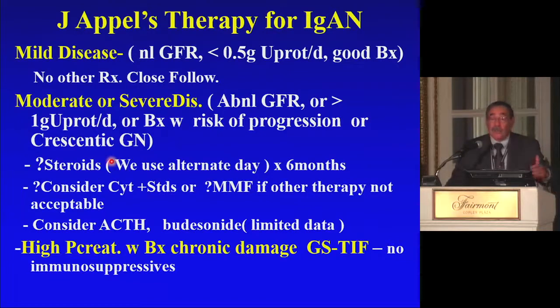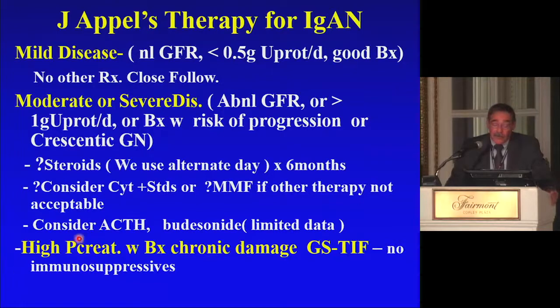I usually recommend for those patients steroids for 6 months at a tapering dose, and again, we use an every other day regimen. You could consider cyclophosphamide and steroids, though again, the STOP-IgA trial did not bear out the results of VALOR-D. You could use MMF, again, the data's equivocal. You could consider ACTH or budesonide on limited data.